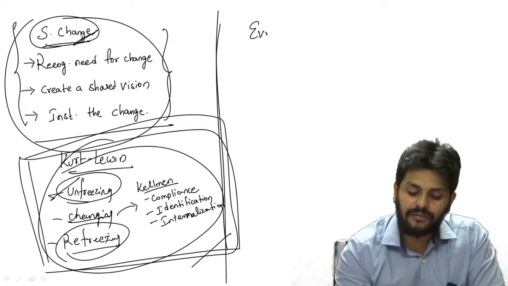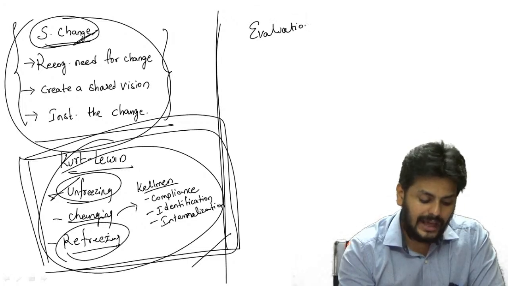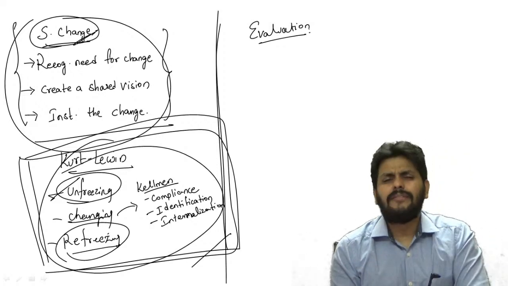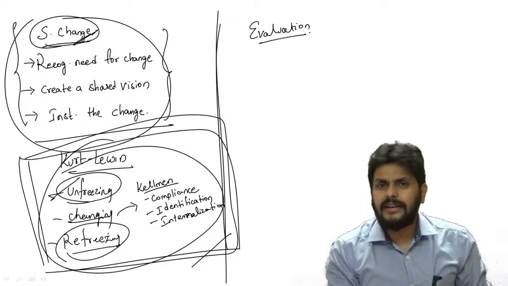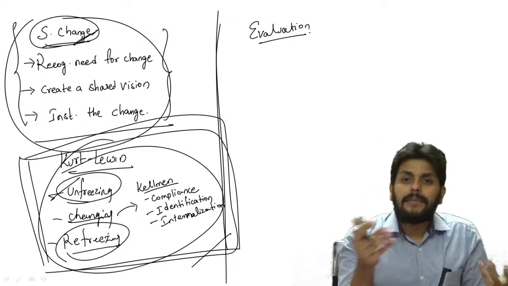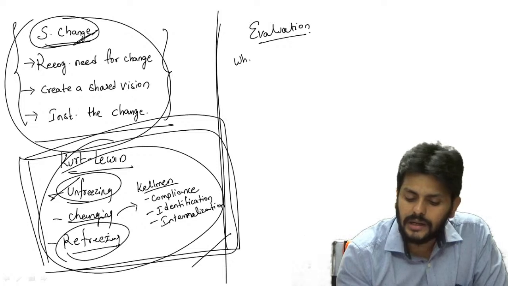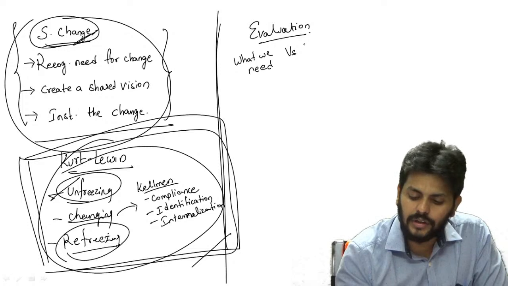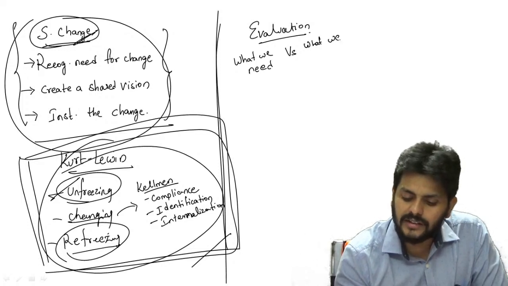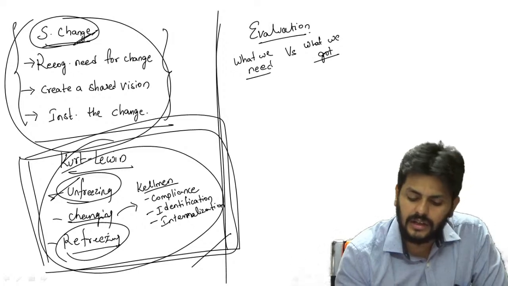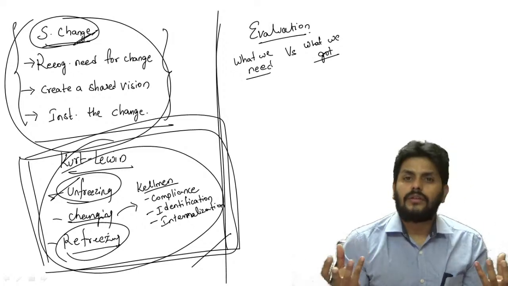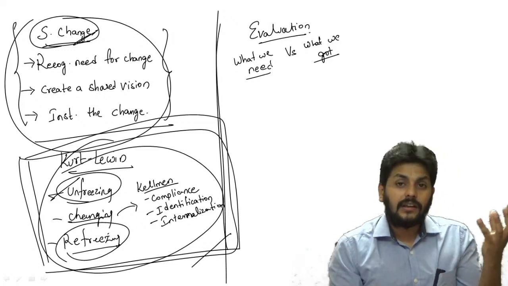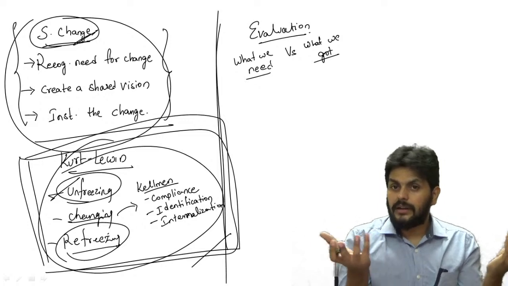Then comes the factor of evaluation. Now generally what happens, this is the problem in evaluation: we always tend to compare what we need versus what we got. So we check the results versus our desired requirements. It's a very simple equation. Compare strategy as planned versus strategy implemented. Are they both the same?